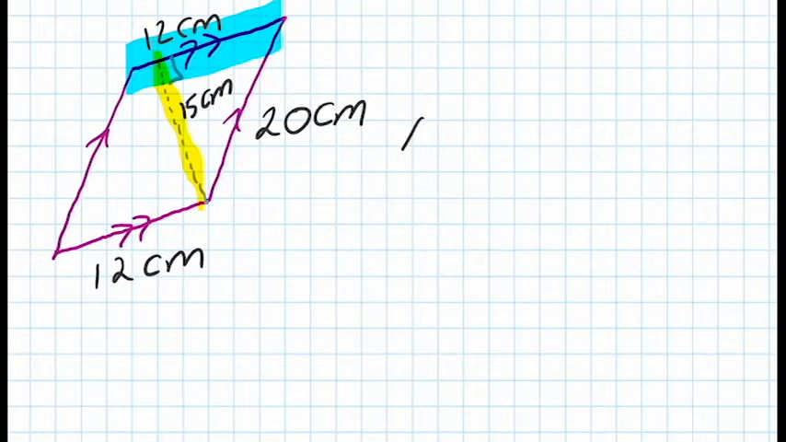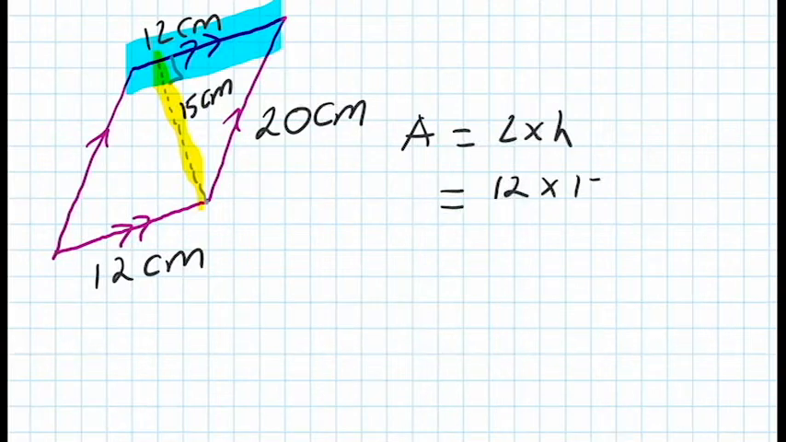So area of this equals base times height, which is 12 times 15. So what's 12 times 15? You can just use a calculator if you're not sure. So it's 180 centimeters squared. All right, okay, move on.